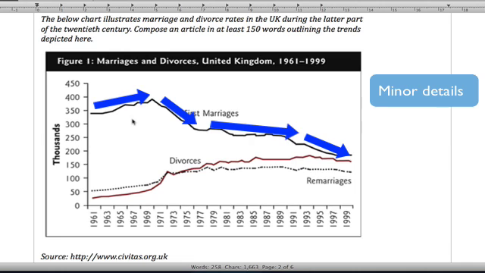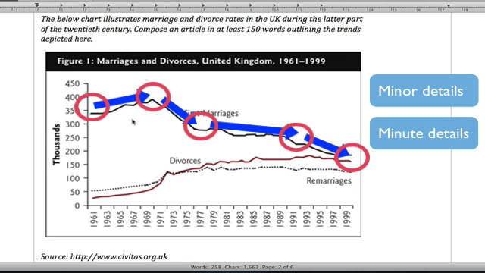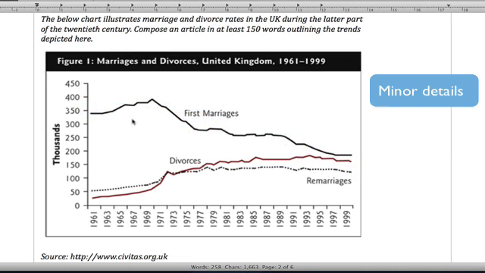And of course, we would want to use minute details to punctuate any significant points, among the minor details, such as the starting and end points and points of change within the trend. Divorces appear to accelerate in number between 1961 and 1972. And this is followed by a period of modest growth, which gives way to a plateau and perhaps even a modest decline. So we could say there are roughly three minor trends that we'll mention.